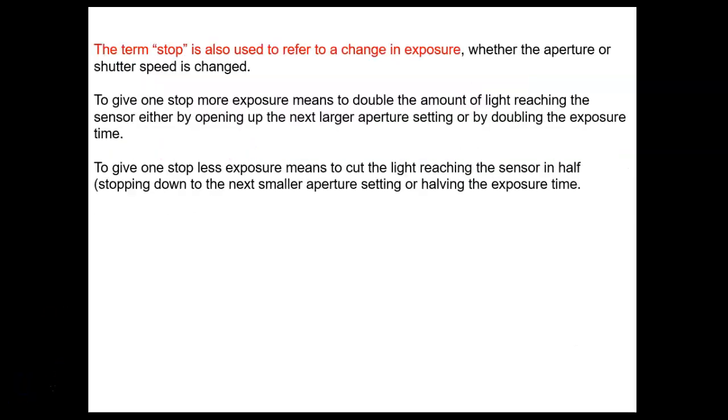Also, the term stop refers to a change in exposure, whether the aperture or shutter speed has changed. So often you'll hear photographers use stop to denote exposure and not just aperture. To give one stop more exposure means to double the amount of light reaching the sensor, either by opening the next larger aperture up or by doubling the exposure with time, which is related to your shutter. To give one stop less exposure means to cut the light reaching the sensor in half, stopping down to the next smaller aperture setting or halving the exposure time. And then again, that's related to your shutter, which we'll go over in a little bit.